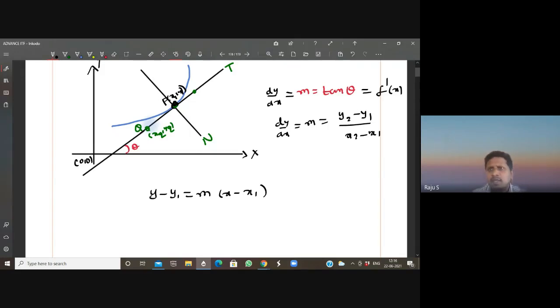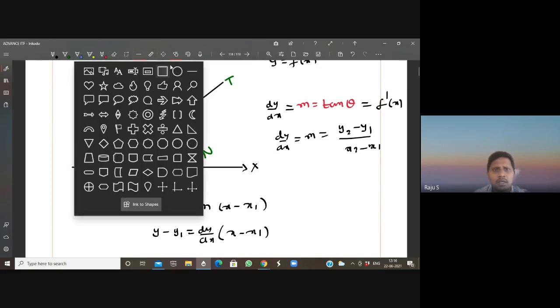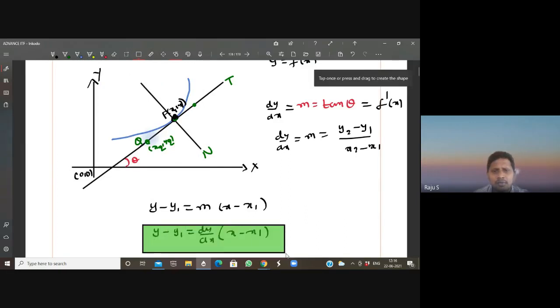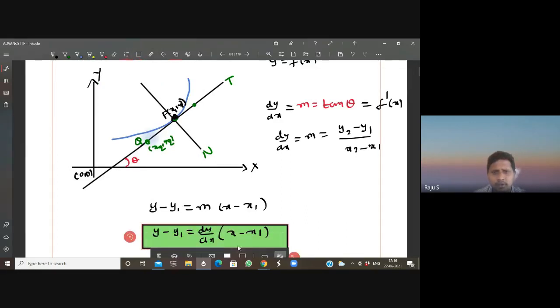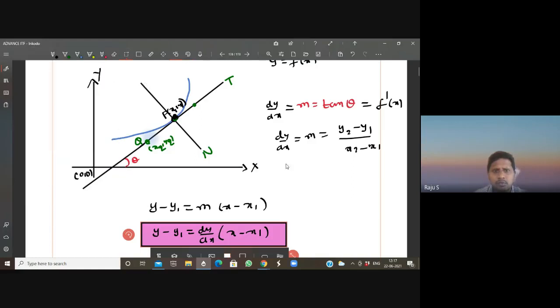Fine. Here, when they give theta, I told you that with the help of tan theta you can find dy by dx. So this can also be written as y minus y1 is equal to dy by dx into x minus x1. You can remember either formula, but it is better to remember the second one. So this is the equation of the tangent.